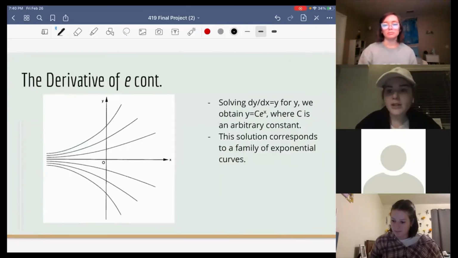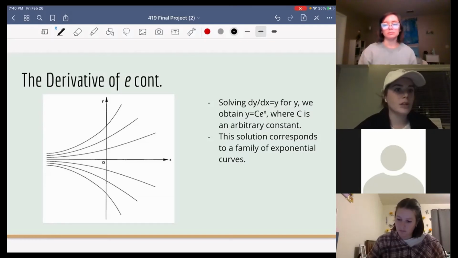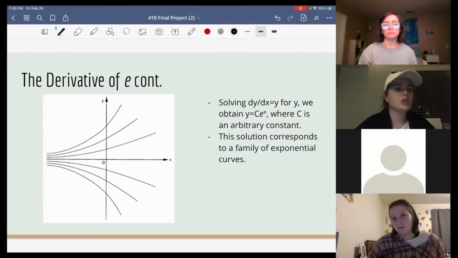Going further, if we solve the differential equation dy over dx equals y, if we solve that for y, we obtain the solution y equals c e to the x, where c is an arbitrary constant. And this solution corresponds to a family of exponential curves, each corresponding to a different value of c. So that's the image here that I pulled from the Story of a Number textbook. And this just basically represents this family of exponential curves, each one corresponding to a distinct value of c. And that's just a further application of the derivative of e to the x.